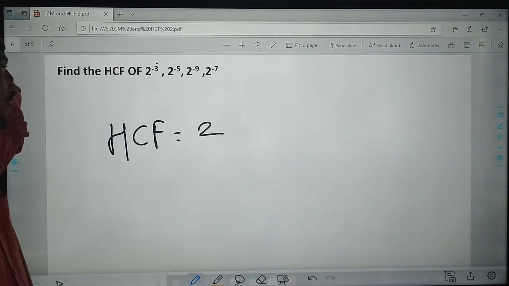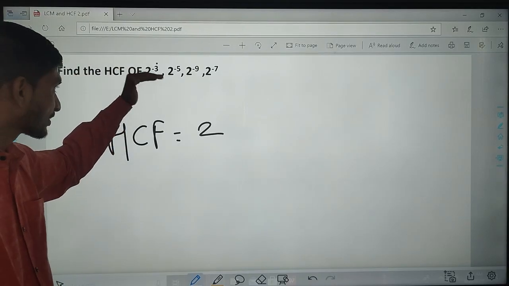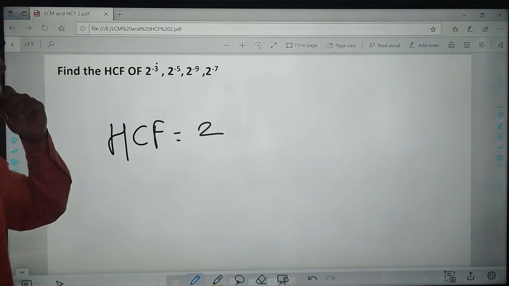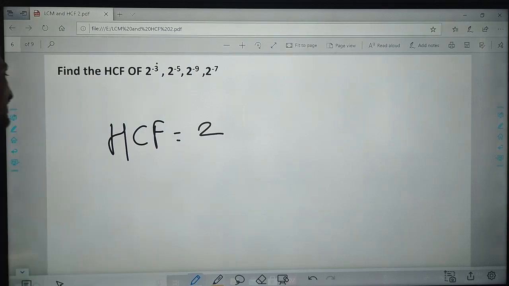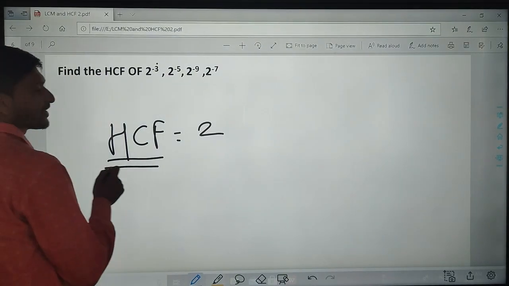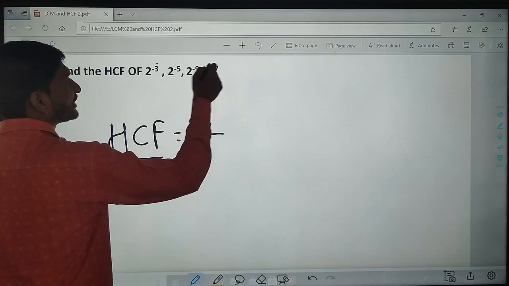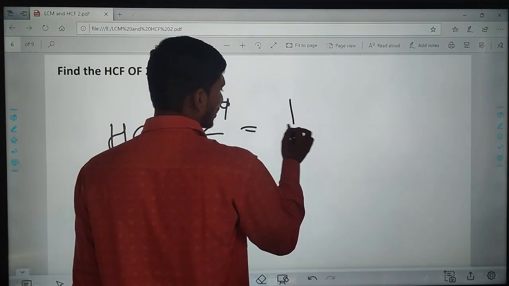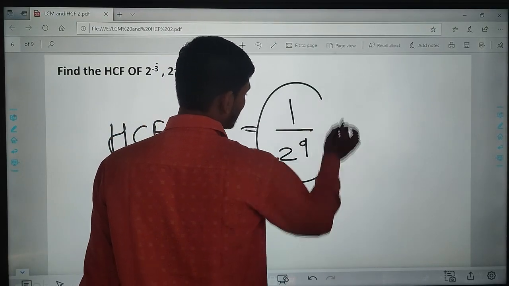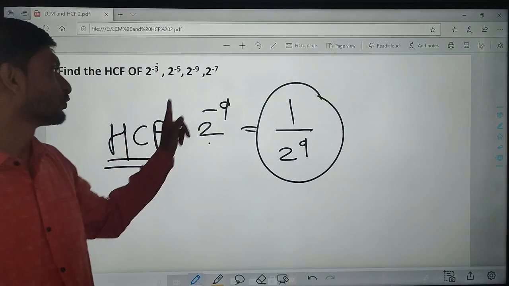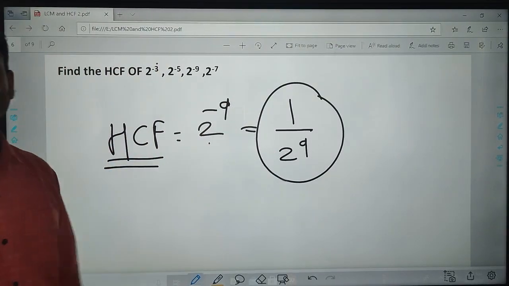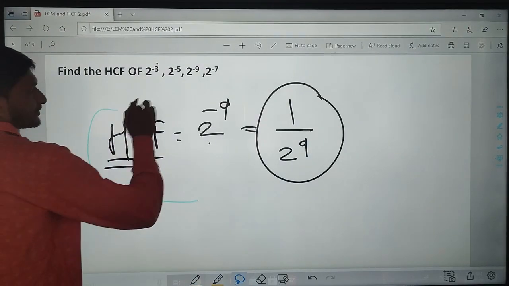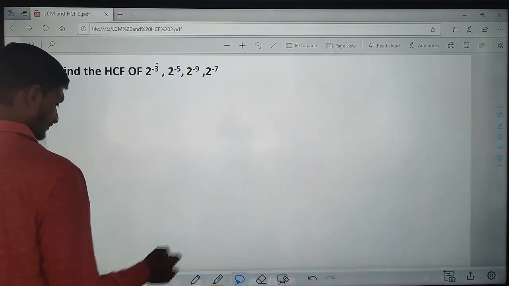This is in negative degree: 2 raised to minus 3, 2 raised to minus 5, 2 raised to minus 9, 2 raised to minus 7. If the degree is negative, then we find the HCF: base is 2 and we take the highest degree. Then 2 raised to minus 9, or 1 upon 2 raised to 9. This is your answer. This is for the negative case. Now next.